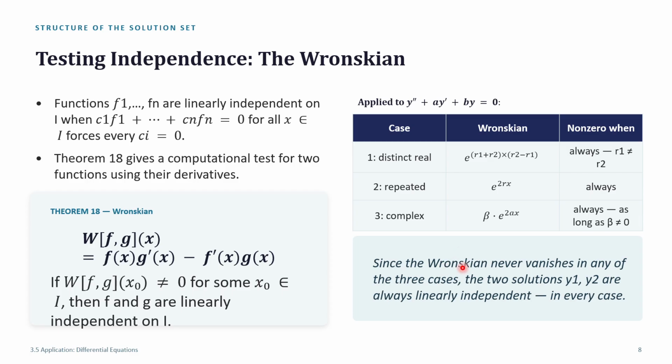Since the Wronskian never vanishes in any of the three cases, the two solutions y1 and y2 are always linearly independent in every case.